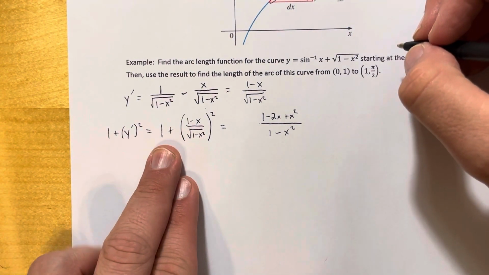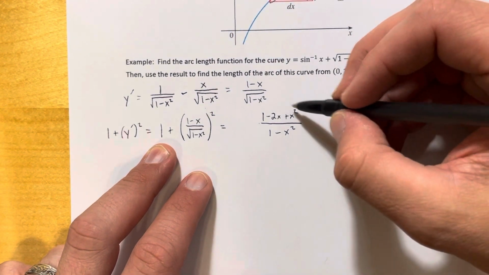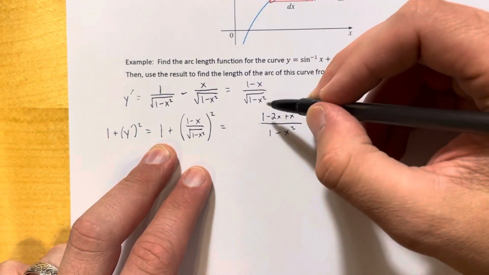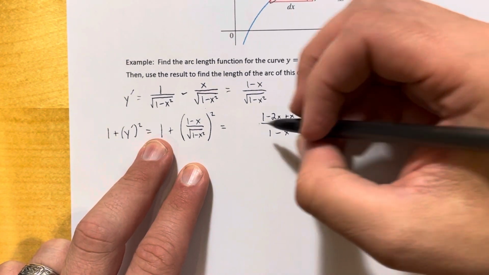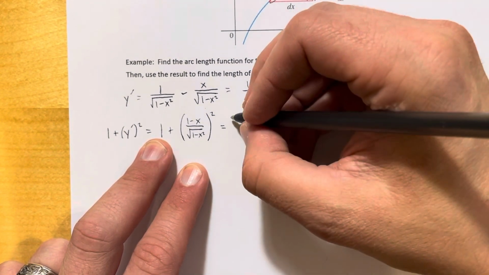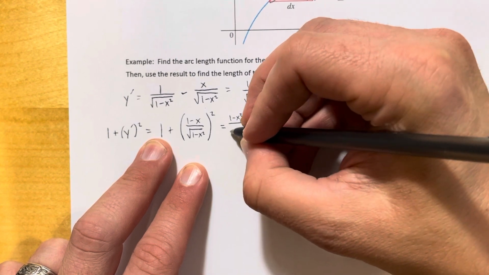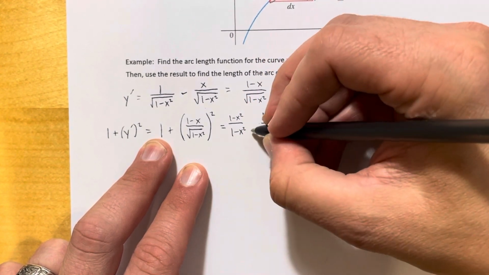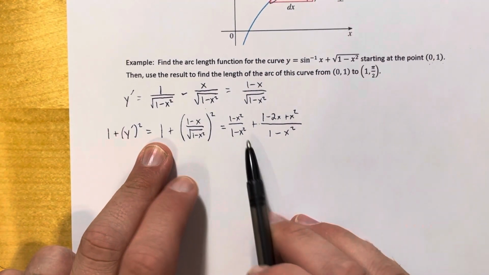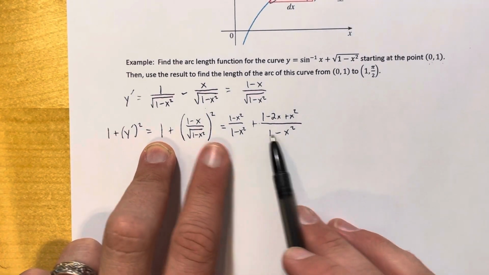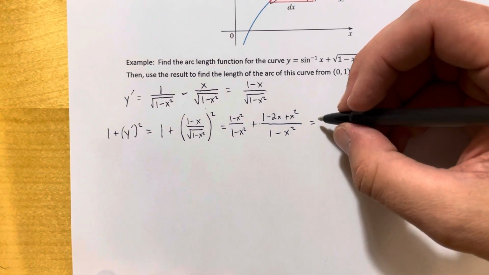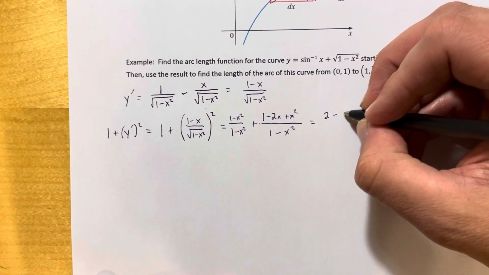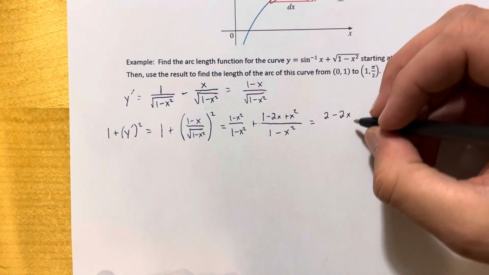Okay, I'm adding a 1 to that, and I would prefer if I had just one big expression instead of two separate terms here. So I'm going to write that 1 as a quotient with a common denominator, 1 minus x squared over 1 minus x squared. So my 1 has changed into this. Now that I have that common denominator, I can add these two things together. I'm going to end up with 2 minus 2x.